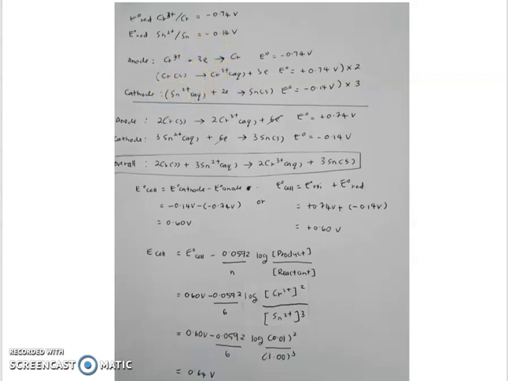For the cathode, stannum 2 plus plus 2 electrons gives stannum, so the E naught is negative 0.14. This value we get from the question.